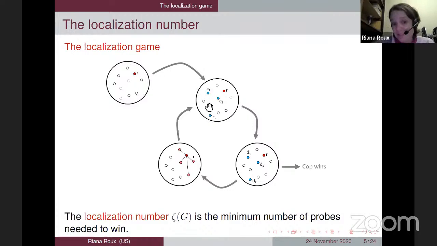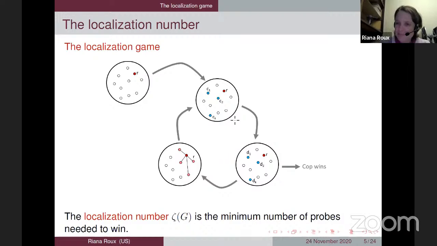So the cop probes these K vertices. Then in the next step, he receives these distances. After he receives these distances, if he can locate the robber immediately, he wins. If he can't, the robber is allowed to move. It can only move to its neighboring vertices because the robber doesn't have any superpowers. After the robber moves, we go back, and now the cop can again probe vertices.